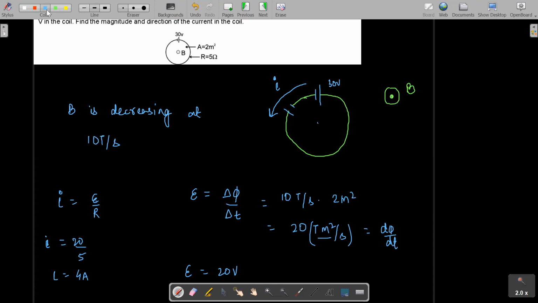And due to this 30 volt, what will be the direction of current? The current will be in this direction due to 30 volt, students. And what will be the value of this current? It will be equal to 30 upon 5, so it will be equal to 6 amperes.